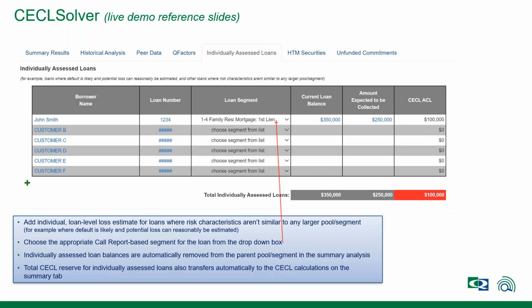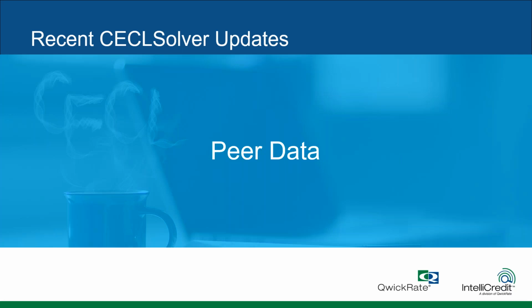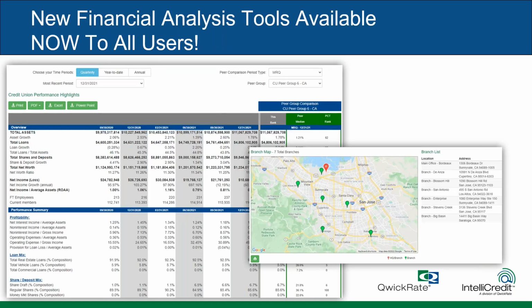Keep moving. That's just individually assessed loans, and then the HTM securities, and then a little bit about peer data, just because people are always asking, well, that's fine. I'm in NCUA peer group 6 and I'm in California. So who else? How many other credit unions are there? Is this a group of 10 or is this a group of 80? And so we realized, well, hey, we've downloaded every call report that every credit union has ever filed, and we're continuing to do so moving forward.